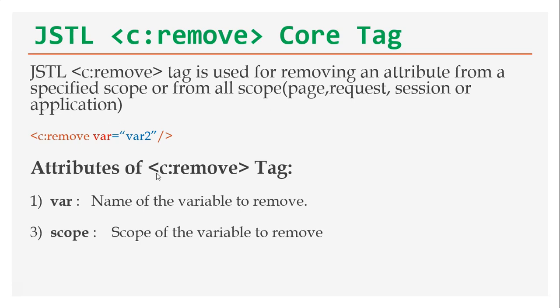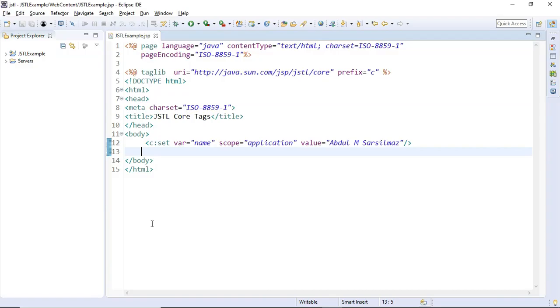Now there are two attributes of the c:remove tag. First one is var. Var is the name of the variable to remove. For example, look here, this var is specifying the variable to remove from the specified scope. And the scope means the scope from which we want the variable to get removed. So in my case, implemented in the previous lecture, look here.